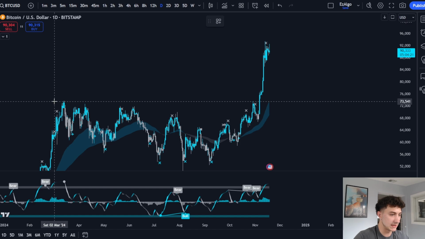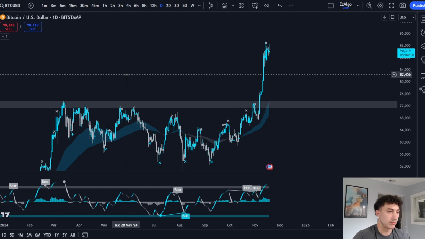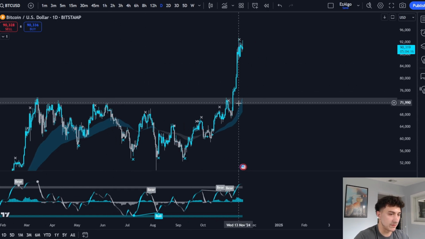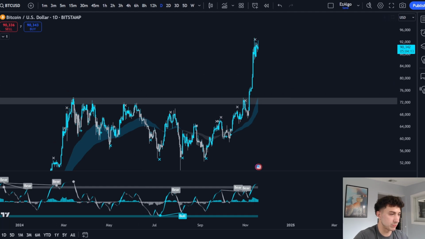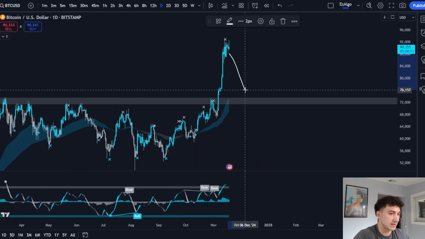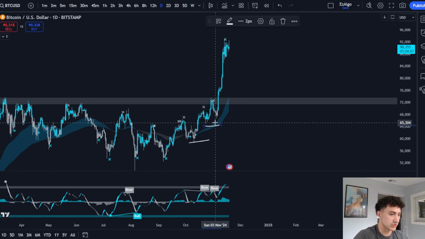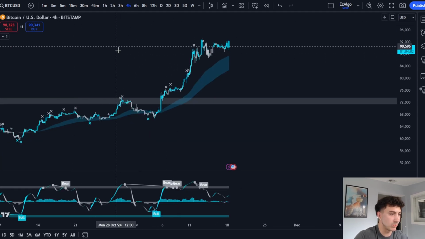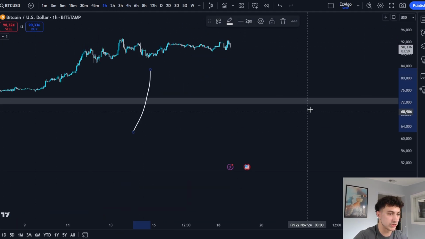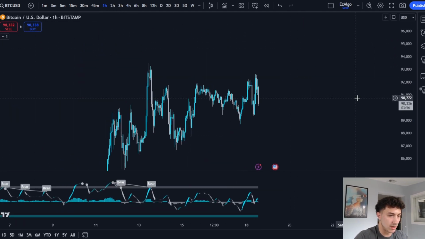Next, we want to look for key levels with price history. The only key level with price history I see here on a daily time frame is this previous all-time high. So we could technically come back down and retest this level and still be in bullish market structure with price creating higher lows. So just something to keep an eye out for. But in this case, we want to go down to a lower time frame if we want to find an entry here on BTC.